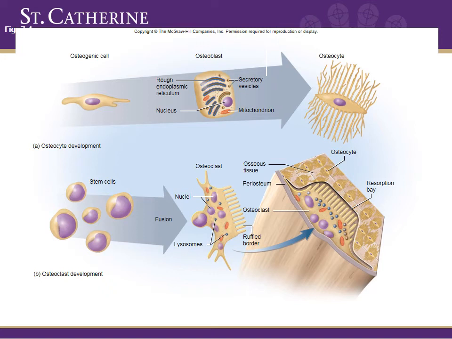Osteoclasts develop from the merging of about 4, in this case 5, stem cells. They are not osteogenic stem cells. These stem cells are the same stem cells that will form blood cells. So osteoclasts arise from a different set of stem cells than the osteoblasts.